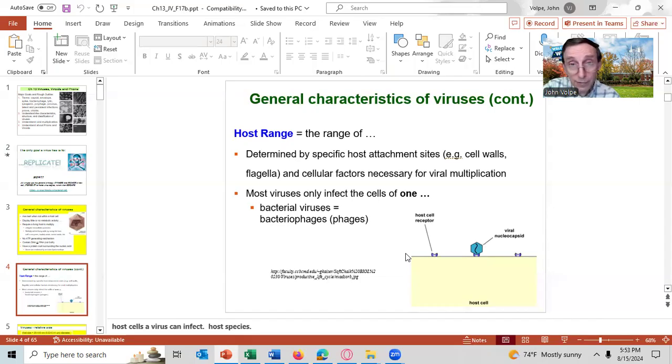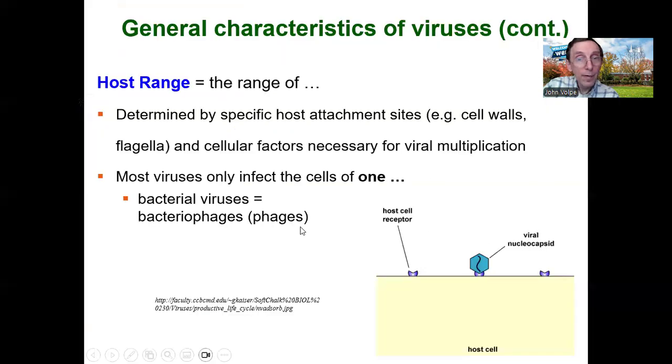The host range is determined by a specific host attachment site, like certain things on the cell wall, the flagella, and cellular factors necessary for viral multiplication. The molecules of the cell that the virus binds to are called host cell receptors. Let me blow this up so you can see that better. So what the virus will bind to is called the host cell receptor. All it is, is a molecule that the virus binds to.